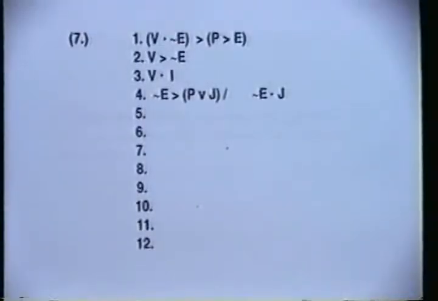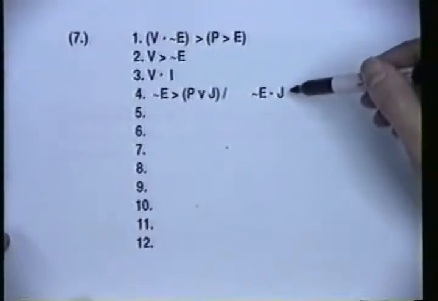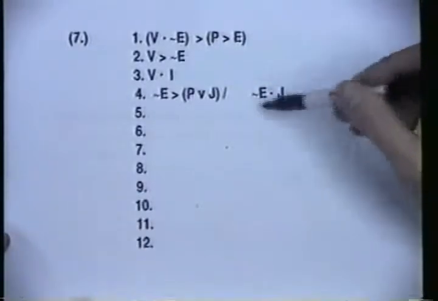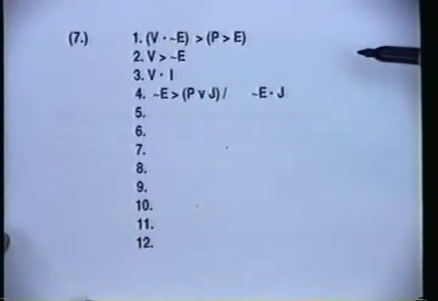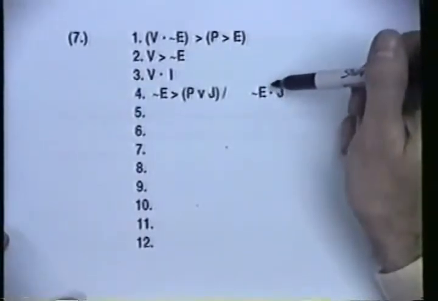Okay, look at this one. 12 lines long it looks like it's going to be. And we're hunting for not E and J. When you hunt for not E and J, one obvious way of getting it is to break the strategy up in half and basically hunt for not E and then hunt for J and then conjoin them. So let's see what we've got. Can we get not E? Let's ask ourselves that. Well, look around here.